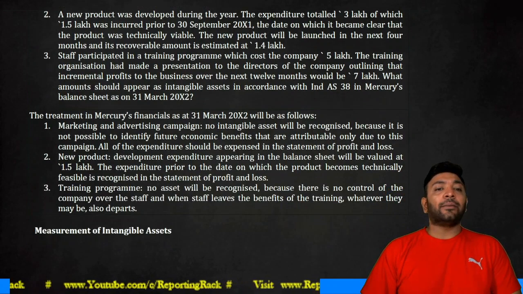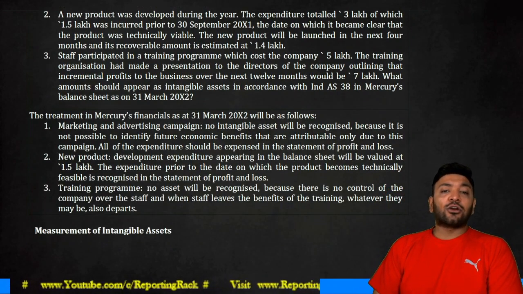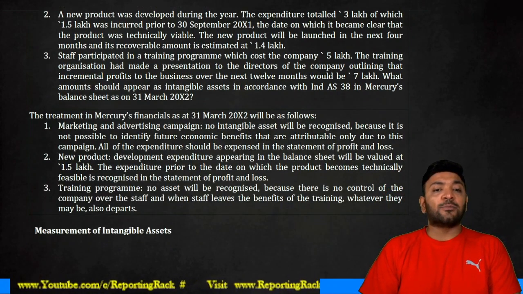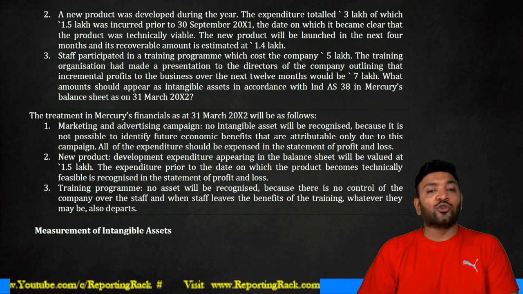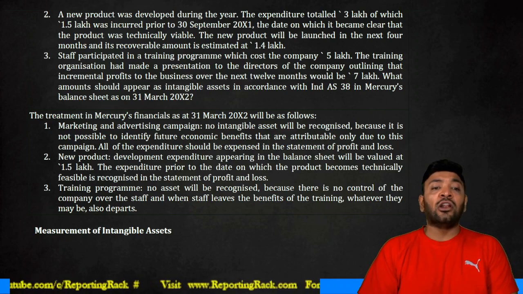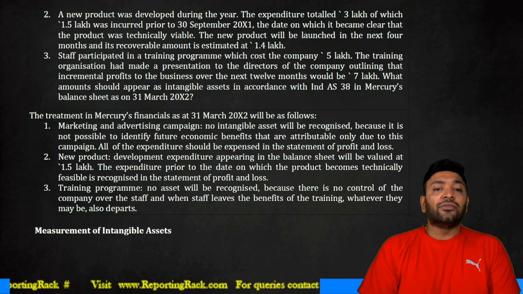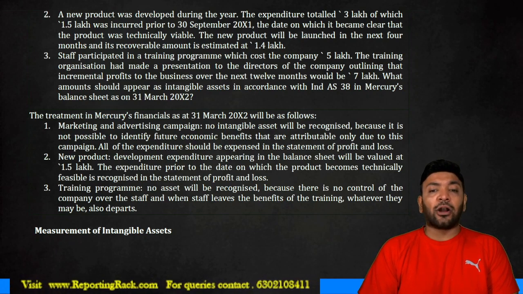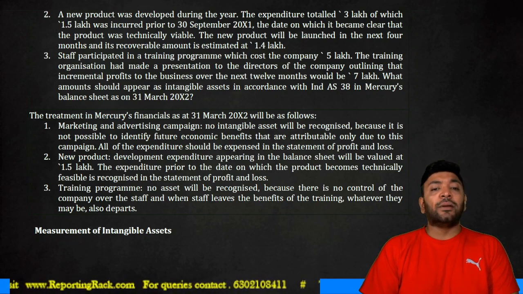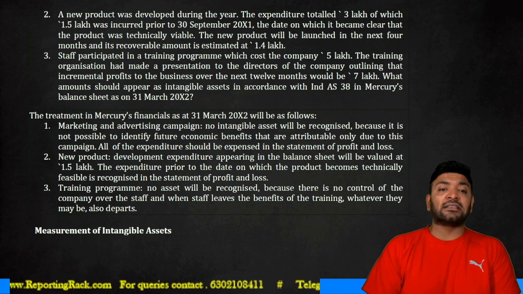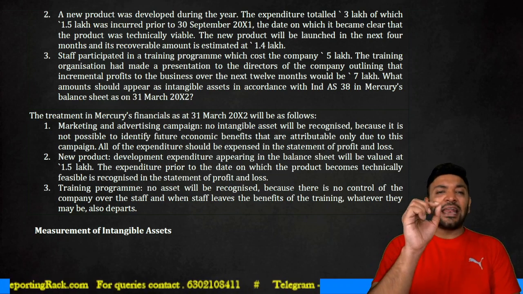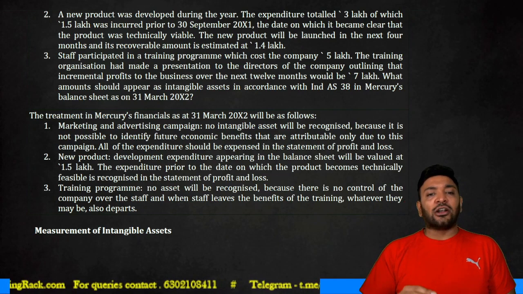Look at the treatment. Marketing advertisement cost, no intangible asset is recognized because it is not possible to identify future economic benefits that are attributable only due to this campaign. All the expenditure should be charged off to P&L. New product. The development cost, which will be shown in the balance sheet for 1.5 lakhs. The expenditure prior to the date the product became technically viable should be recognized in the statement of P&L as a research expenditure. He did not take that 1.4 lakhs of recoverable amount into criteria.